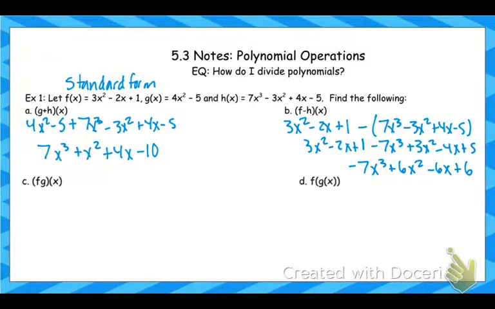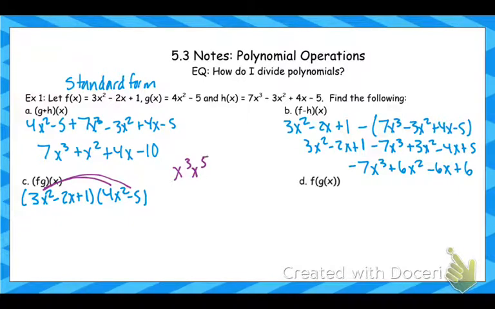All right, moving on to C. This is multiplication, so f times g of x. Whenever we multiply polynomials, it's a very similar process to FOILing, but sometimes we're going to deal with terms that are more than just binomials. So if that's the case, we need to make sure every term in one polynomial gets multiplied by every term in the other polynomial. So if I start with 3x squared, that gets multiplied to both terms that follow. Whenever we multiply, remember, with exponents, if we have the same bases, we add those exponents together.